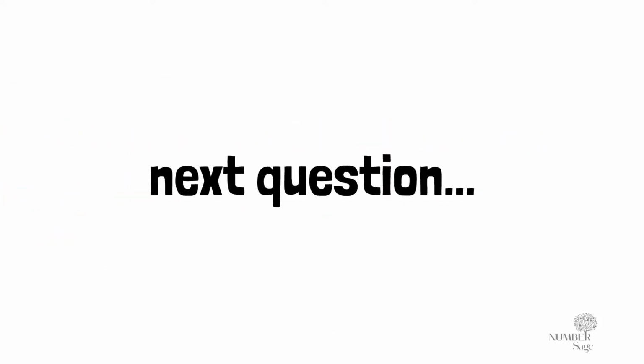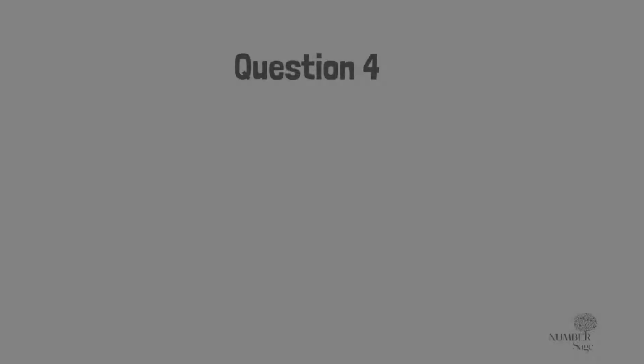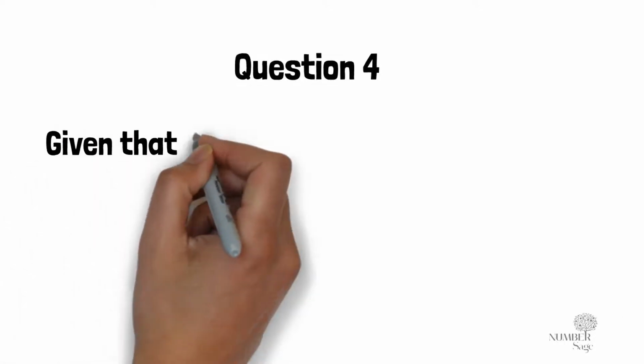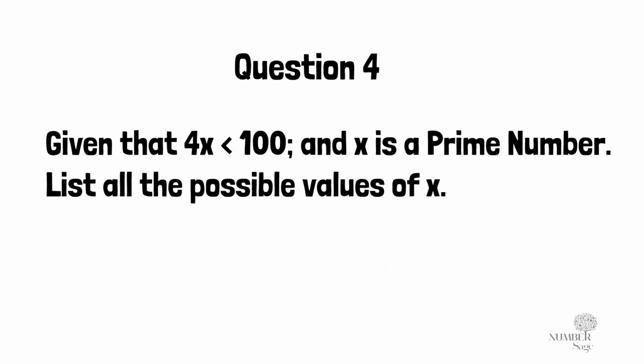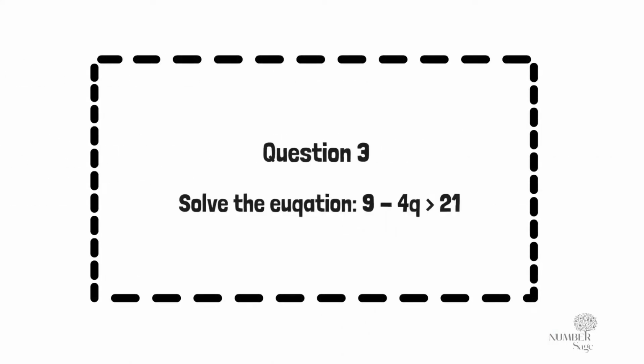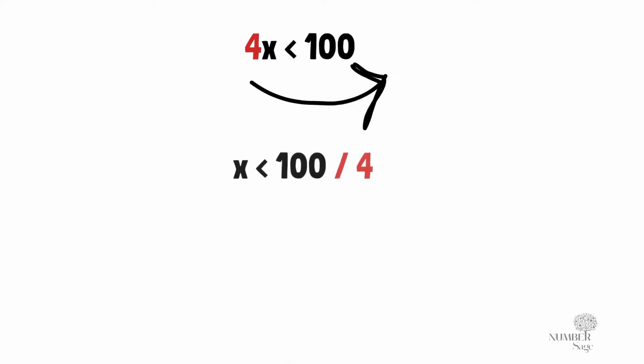Now, let's look at another question. The next question goes by, given 4x is lesser than 100 and x is a prime number, list all the possible values of x. You can adopt a similar approach as the previous question by moving the number 4 to the other side. Since it's initially a times function, it will transform into a divide function when changed side. Hence, making it x is less than 100 divided by 4, making it x is less than 25.